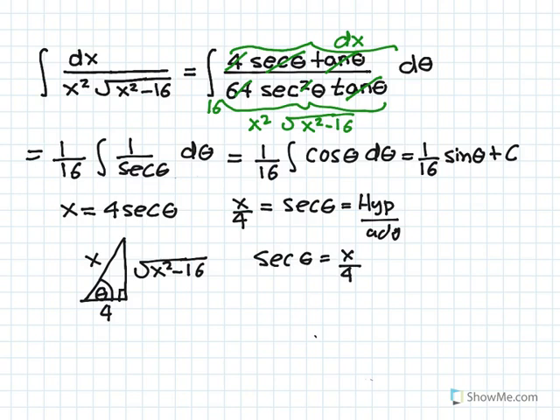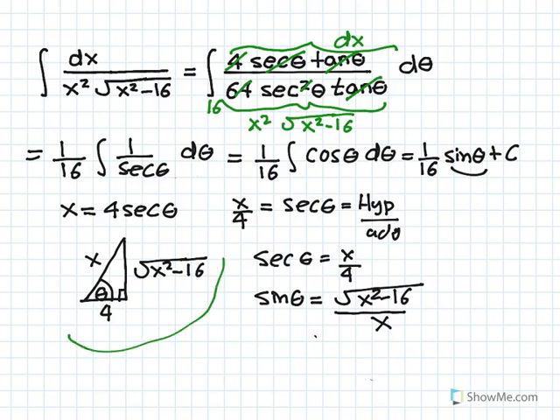That's our trig substitution. Now we can get sine theta. We need sine theta because we want to express everything in terms of x. Sine theta would be opposite over hypotenuse. Looking at our reference triangle, that's going to be root of x squared minus 16 over x. So this reference triangle is very important in getting your final answer in terms of x. So let's put that in a circle. There it is, that's the reference triangle.